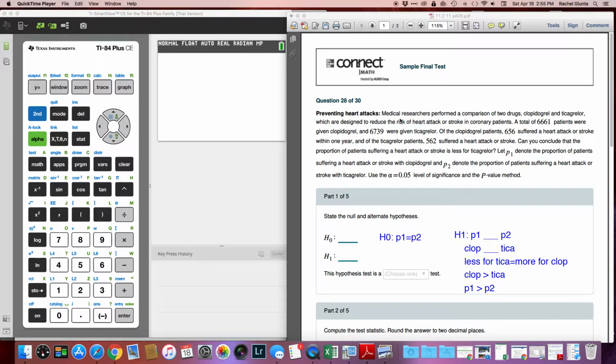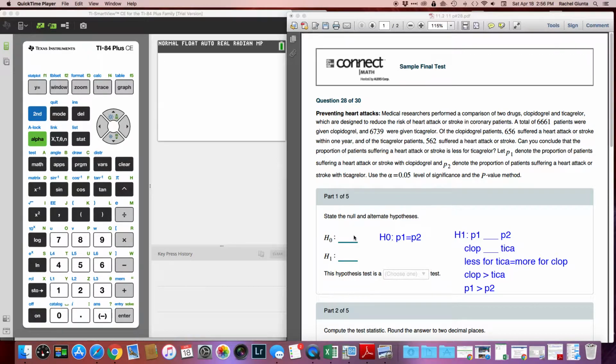Okay, so we're on question 28 of the final. It's 11.2, which is the last chapter of the sample final. So all of chapter 11 is really similar to chapter 9 in terms of having the hypothesis testing and the null and alternate and a something or other test with the calculator.